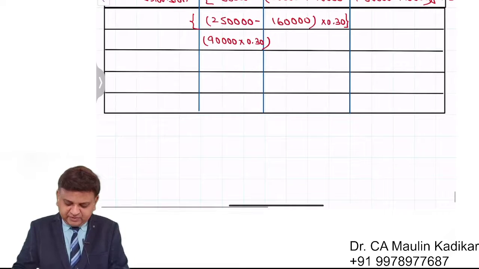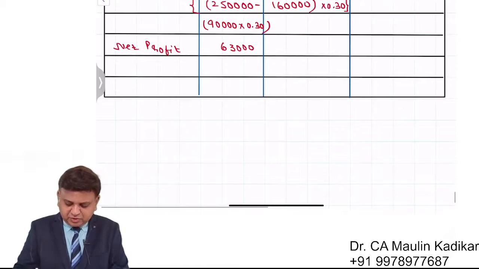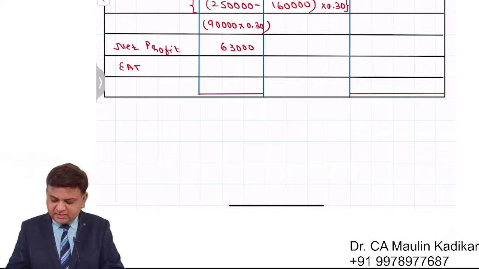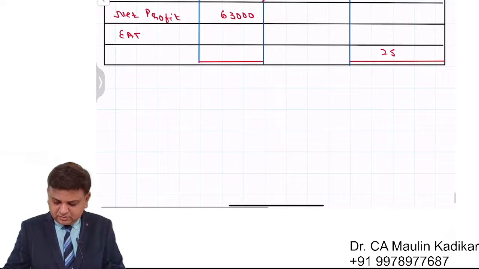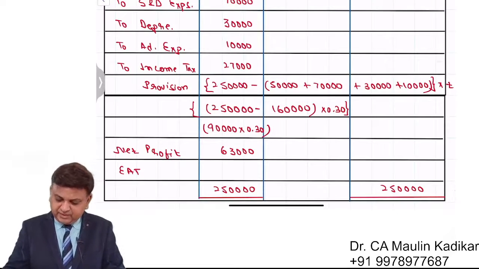So we'll have the net profit of 63,000. We can also say that it is earning after taxes. Credit side total is 2,50,000. Debit side total is 2,50,000. And the balancing figure will be profit, that is 63,000.